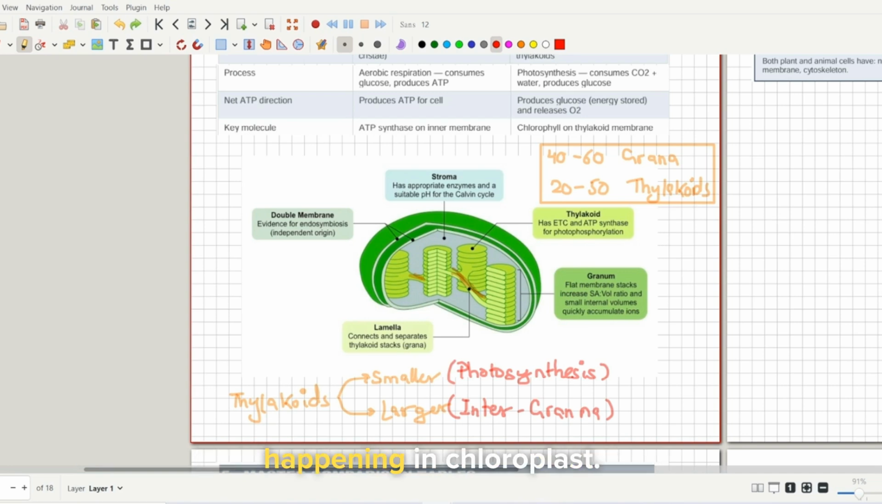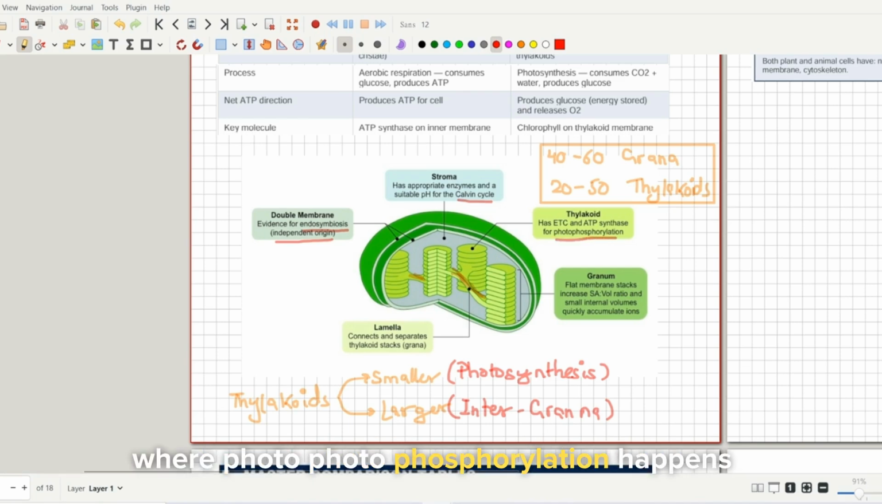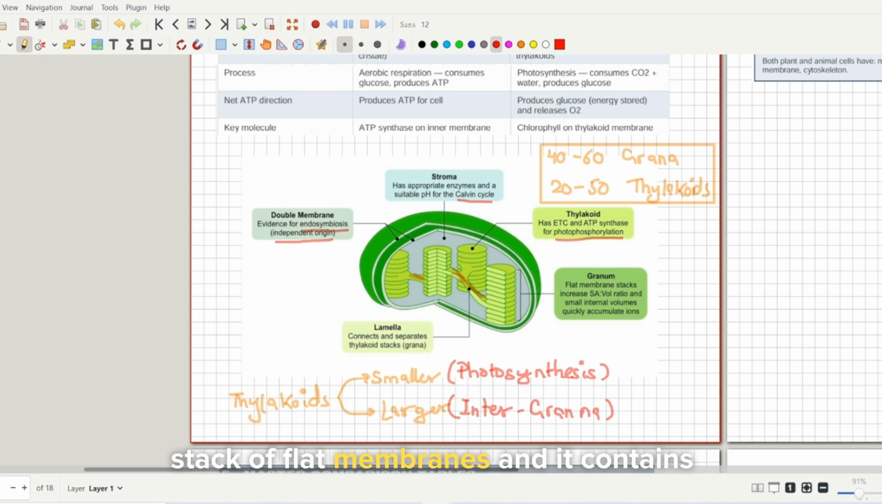So these are the processes that happen in the chloroplast. You can see here that in the stroma the Calvin cycle happens. The double membrane is related to independent origin, the process of endosymbiosis, which we will discuss in our evolution chapter. We'll discuss the Calvin cycle in our respiration chapter and in photosynthesis. The thylakoid is the place where photophosphorylation happens, and the granum contains a stack of flat membranes, the thylakoids. We will discuss these processes in detail in our photosynthesis, respiration, and evolution chapters.